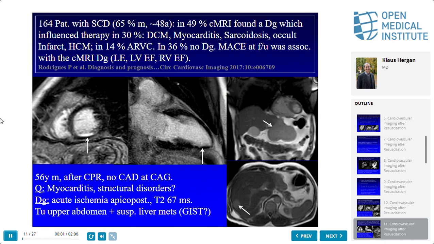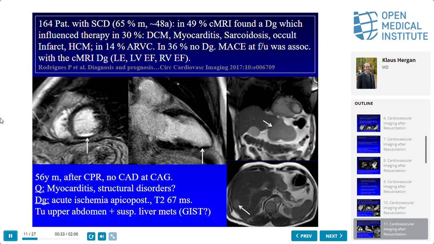In this study by Rodriguez, he examined 164 patients with sudden cardiac death, and in around 50% they found a diagnosis with cardiac MRI, which influenced the therapy in around 30%, and it was dilated cardiomyopathy, myocarditis, sarcoidosis, and so on. And even in these cases, he had this arrhythmogenic right ventricular cardiomyopathy. So this makes sense doing that.